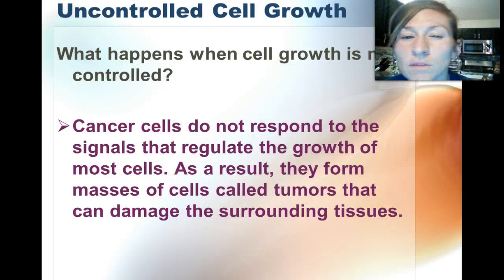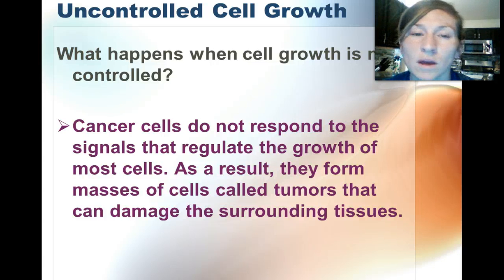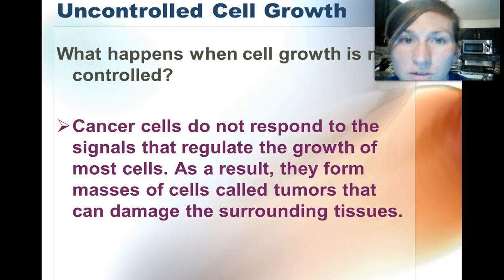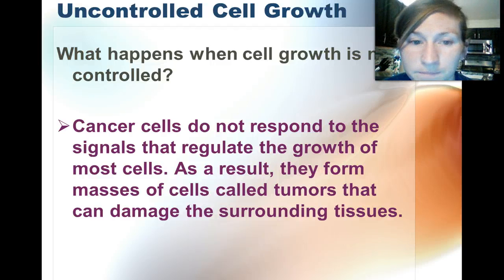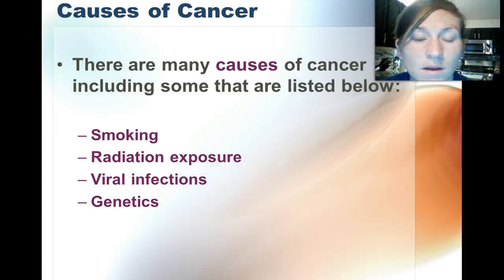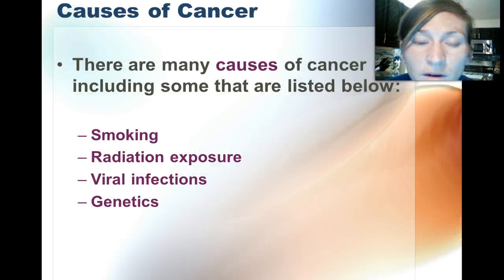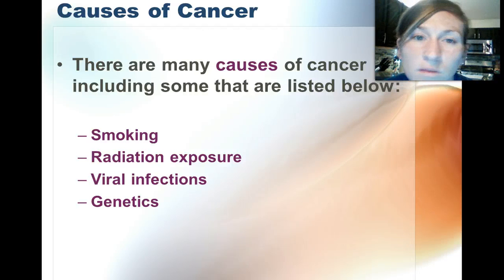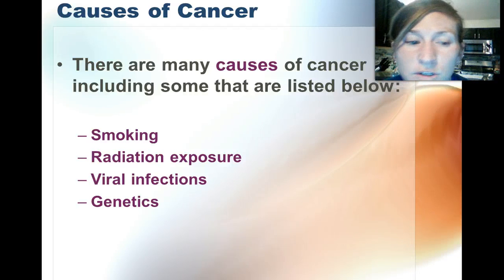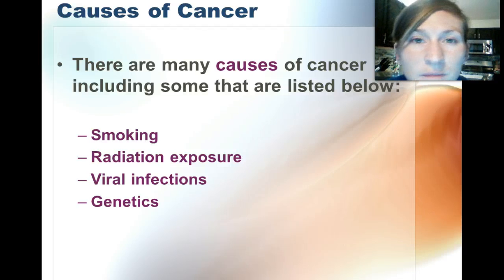So what happens when cell growth is not controlled? This is when we get things like cancer cells. They do not respond to signals that regulate the growth of most cells, and as a result, they form masses of cells known as tumors that can damage the surrounding tissues. There are many causes for cancer. A few are listed here: smoking, radiation exposure, viral infections, and sometimes it just has to do with genetics.